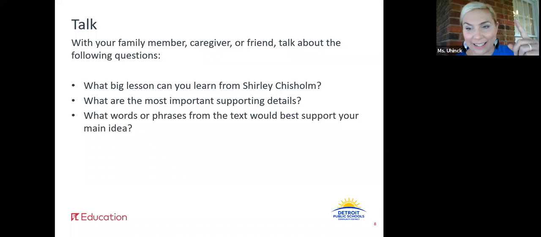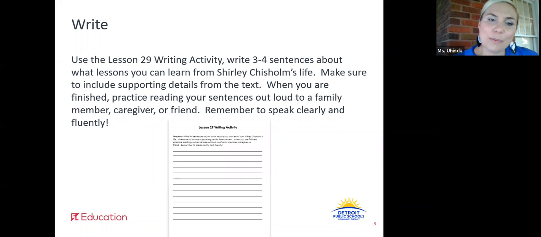All right, good. So we've read, we've thought, right? We read, we did some thinking, we've done some talking, we're ready to write. All right, so using the lesson 29 writing activity, write 3 to 4 sentences about what lessons you can learn from Shirley Chisholm's life. Now remember, make sure to include supporting details from the text. When you're finished, practice reading your sentences out loud to a family member, a caregiver, or a friend. Remember to speak clearly and fluently.